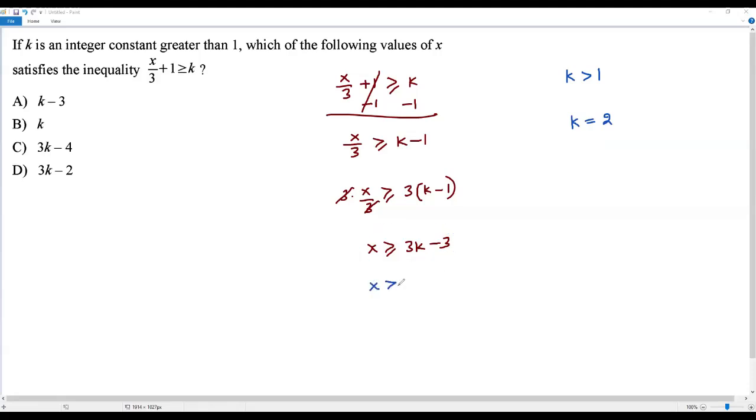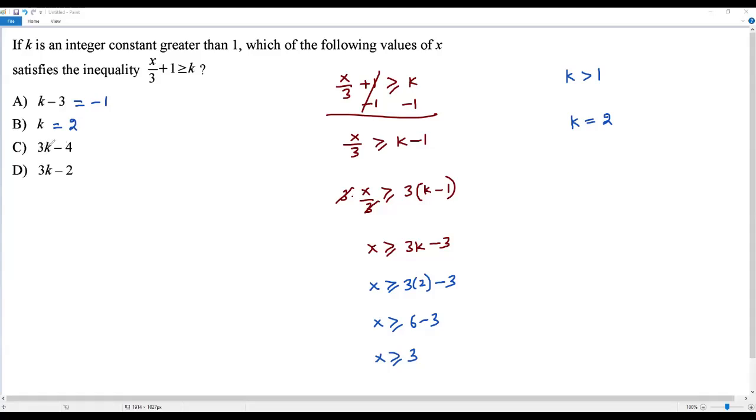So then I'm getting x ≥ 3 times 2 − 3. Then x ≥ 3 times 2 is 6, minus 3. Then x is greater than or equal to 3. So when I take a random value for k, which is an integer constant greater than 1, I am getting x ≥ 3. Now let's plug in the same value 2 for k into the answer choices over here. When I plug in k = 2 in answer choice A, it will be 2 − 3. 2 − 3 is −1. When I plug in k = 2 over here, I am getting 2.